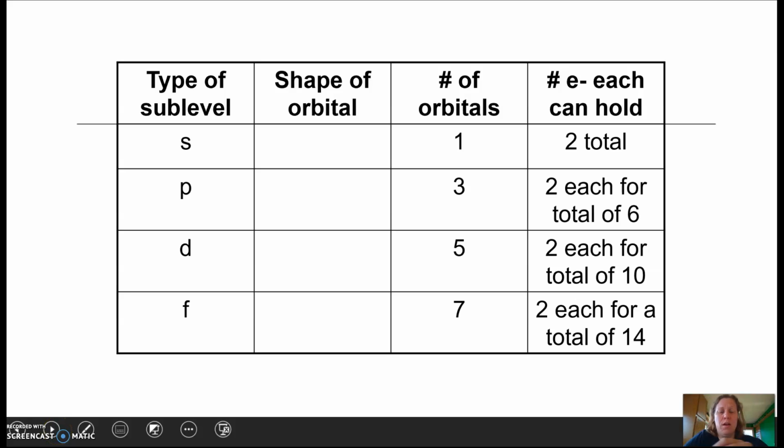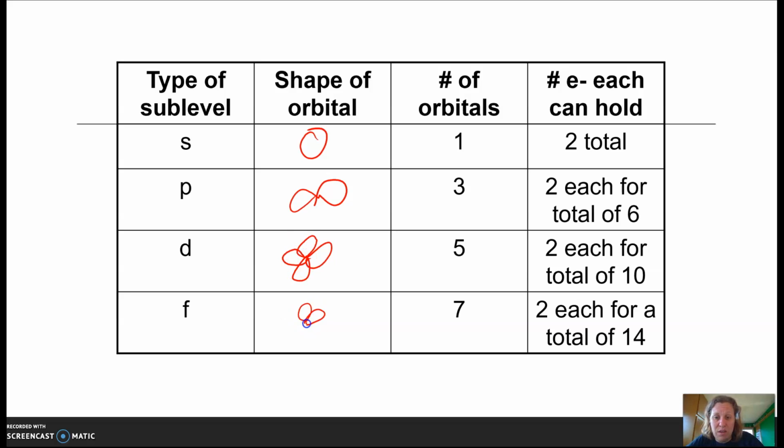So the sublevels: S's are circles or spheres, P's are like figure eights. The real pictures are coming up in a second. D's are kind of, I call them clovers, and F is, well, there's six lobes. This shape really shouldn't say number, it should say orientations, orientations of orbitals. So the whole idea of this PowerPoint is electrons aren't in pretty rings. They're in these different shapes.